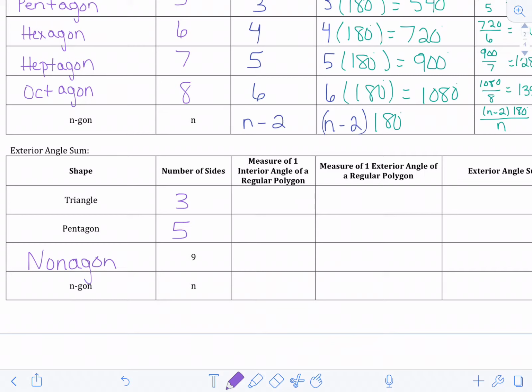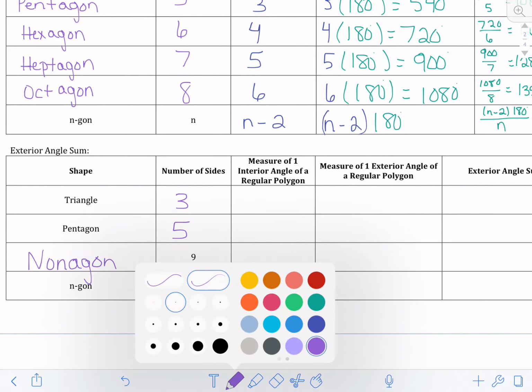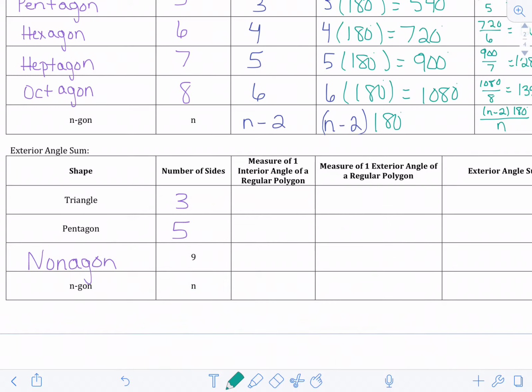Okay, so the measure of one interior angle of a regular polygon, we already have that information. That's the last column that we did. So for a triangle, one angle inside a regular triangle will be 60 degrees. One angle inside a regular pentagon is 108. One angle inside a regular nonagon is 140 degrees. And then for n, we just use that formula, n minus 2 times 180 divided by n. And you will need to know these formulas.